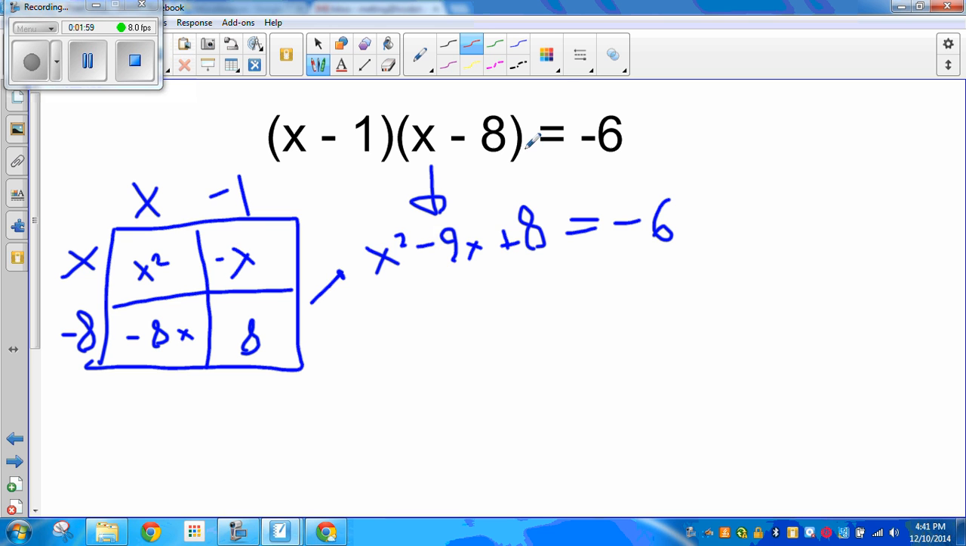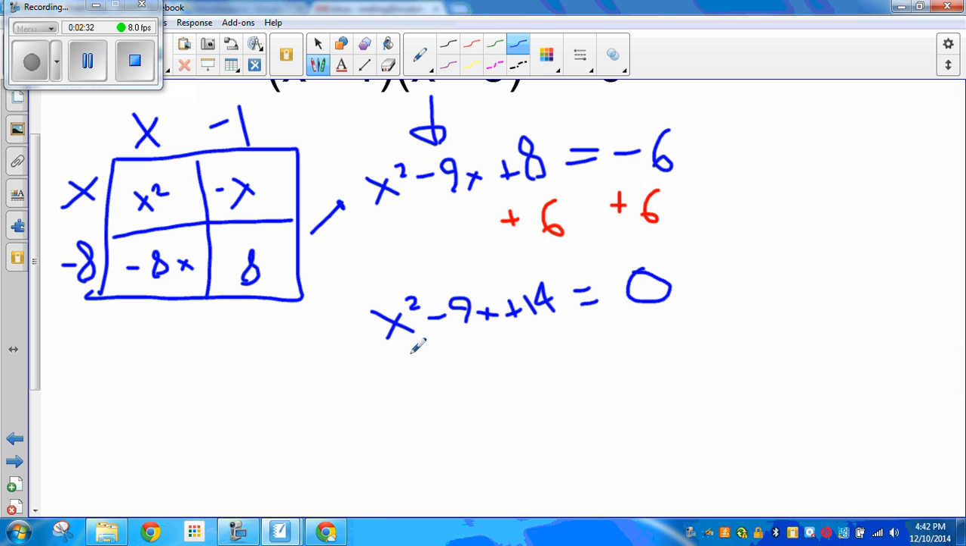But in this case, in order to get a 0 on this side, I need to do the opposite of minus 6, plus 6. If I add 6 to both sides, I do in fact get my 0 on the right side. Then on the left side, I get x squared minus 9x plus 14. And now we're going to refactor this left side, which you should know how to do. Take a second, see if you can figure it out. I'll let you do that.